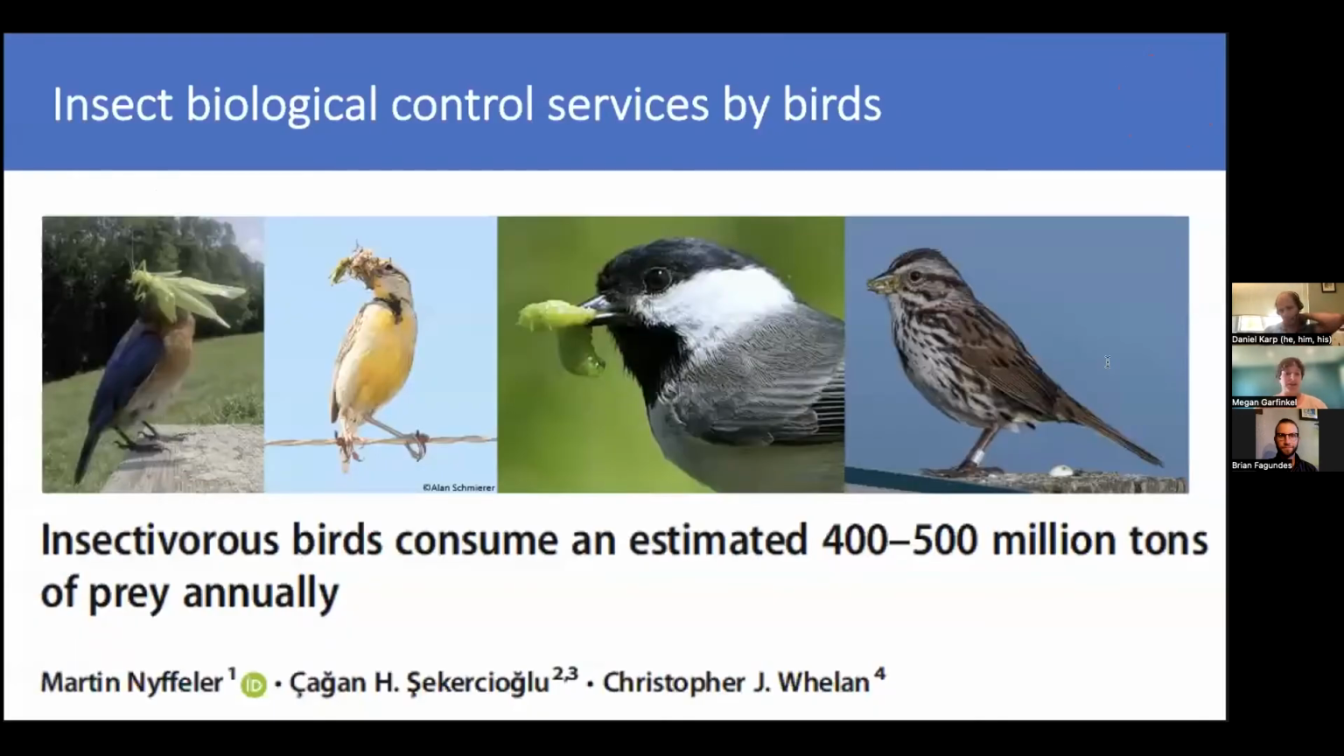All right, so we're going to start really basic. We all know, of course, that birds consume a huge amount of insects. And in fact, this was a study that estimated 400 to 500 million tons of insect prey are eaten by insectivorous birds every year. We also know that most songbirds are actually going to consume insects at least sometime during their life.